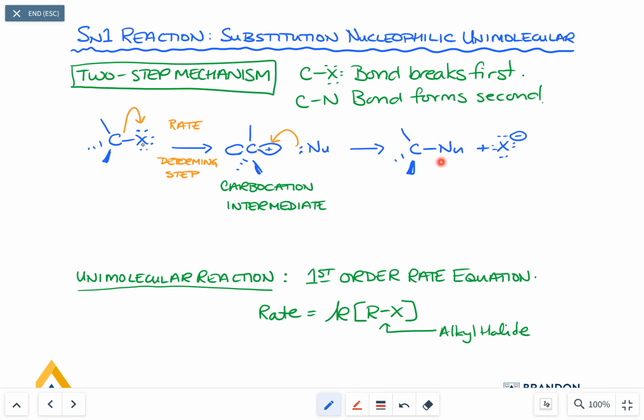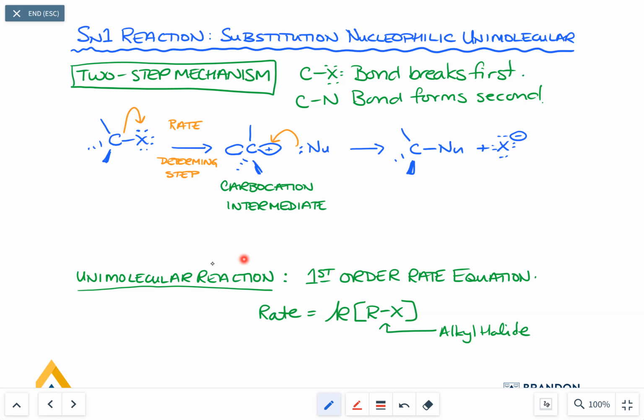So during this type of reaction, the rate determining step only involves the alkyl halide because it's the leaving group which is just departing. So we're going to have to set up this reaction to allow this type of thing to take place. So leaving group leaves, nucleophile attacks, and then we've got our product.